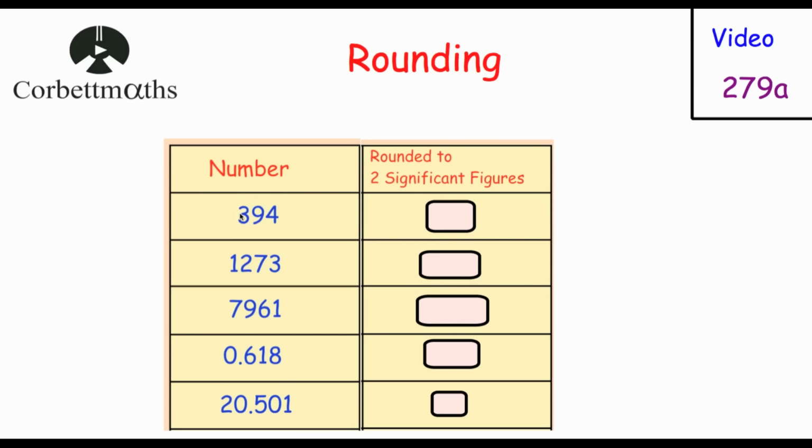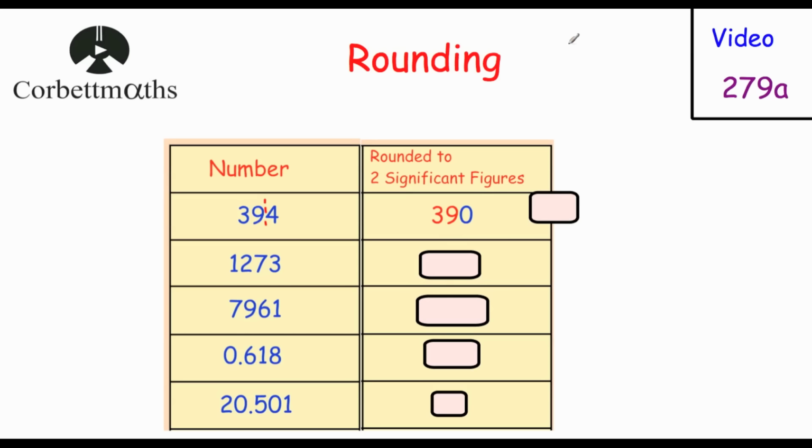So if I wanted to round 394 to 2 significant figures, I'm going to look at the first 2 digits, the 3 and the 9, and I'm going to make all the digits after the 9 zeros. So I could either round this to 390 or 400, because then that would make this a 0. Now, because this is 4, we're going to round down, so 394 rounded to 2 significant figures would be 390.